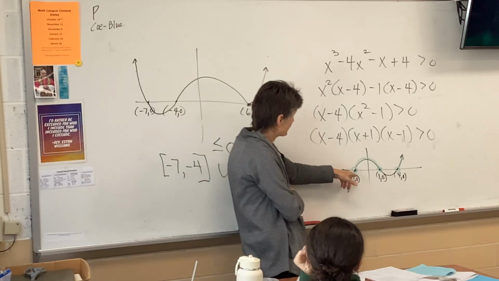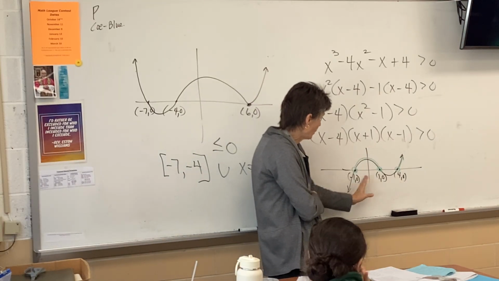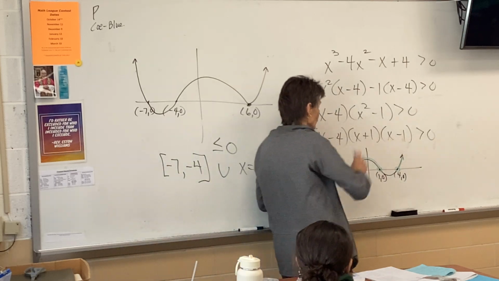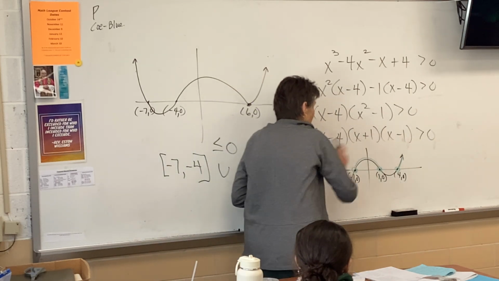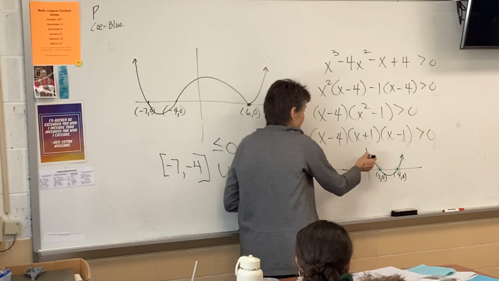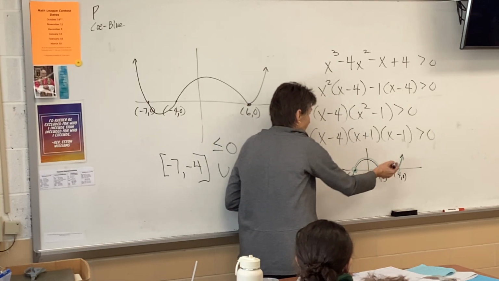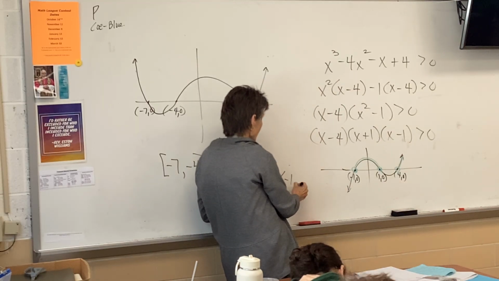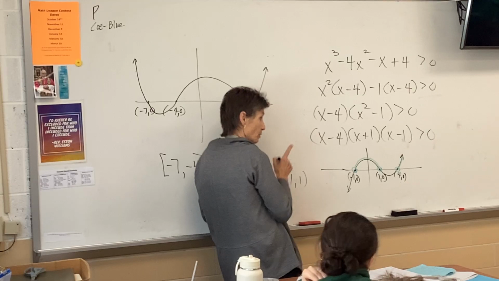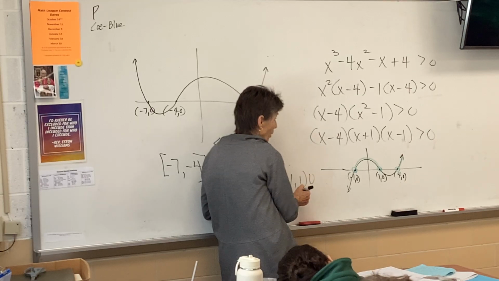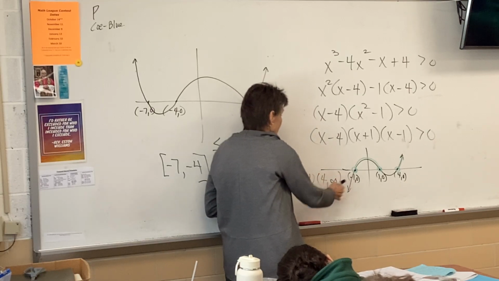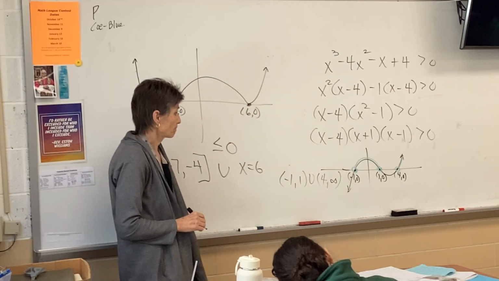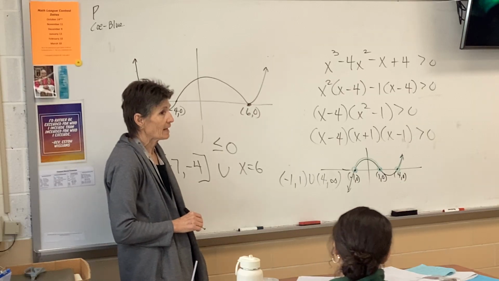So I put dots at 4, -1, and 1. Nothing squared, no bouncing, nice little cube. And then I want to be bigger than 0. So I want to be this bump right here and this arrow right here. So my answer is -1 to 1, parentheses, or 4 to infinity. How many groups got that? Good, good. Anybody who didn't get that have a question about it?